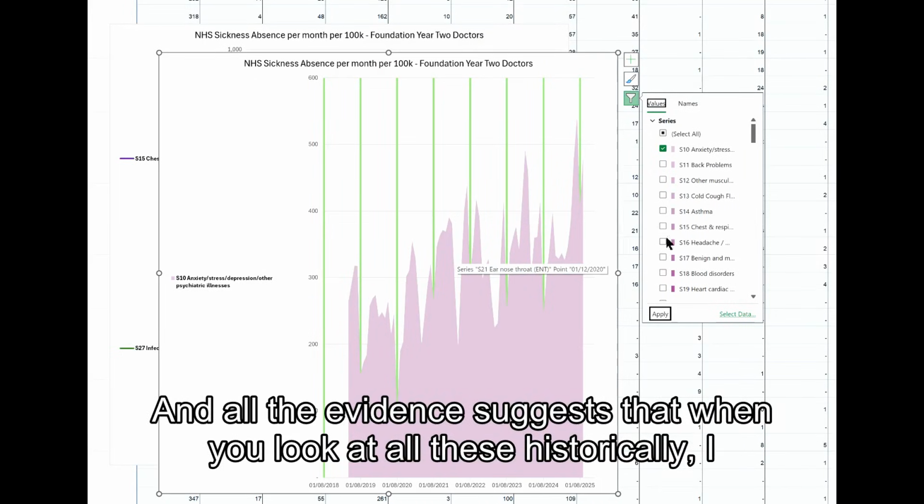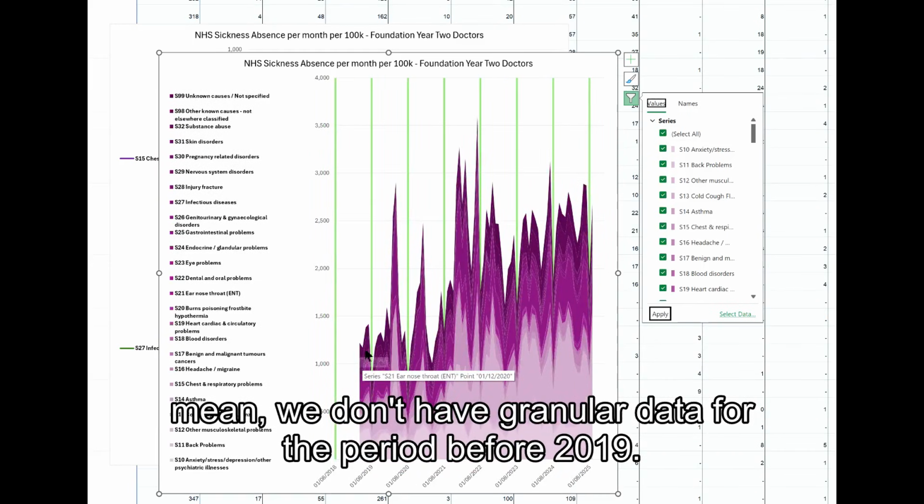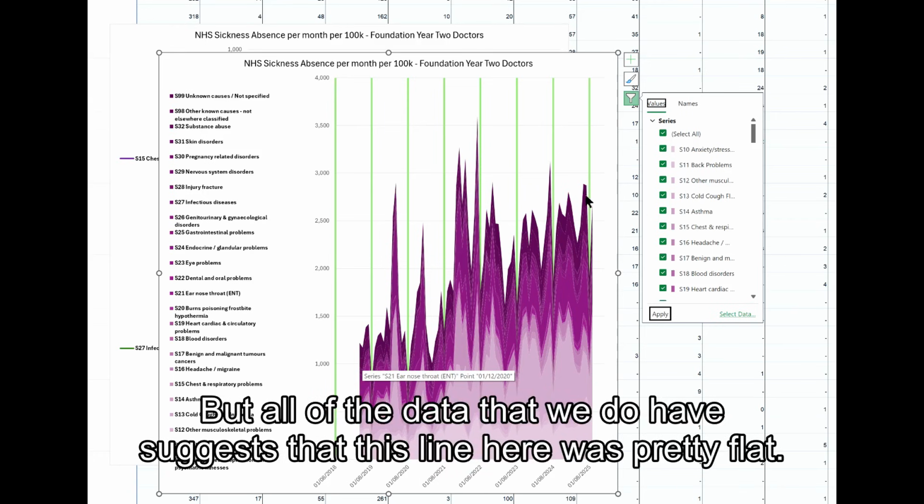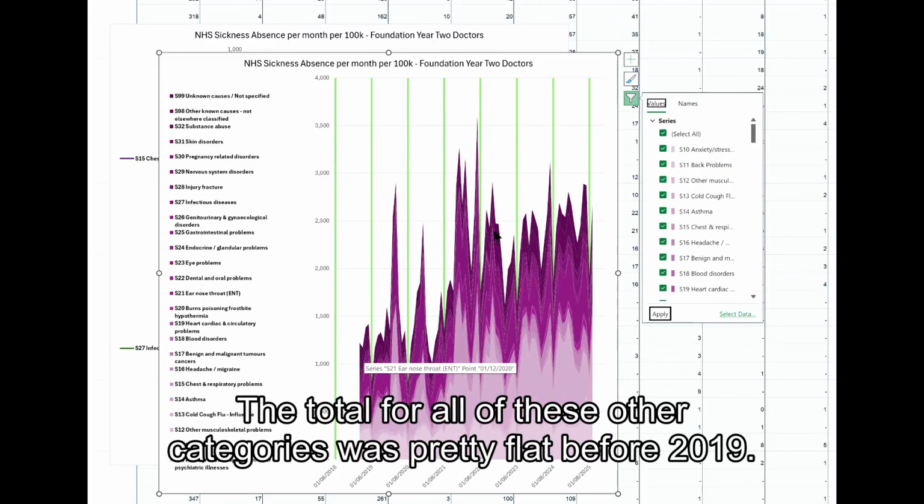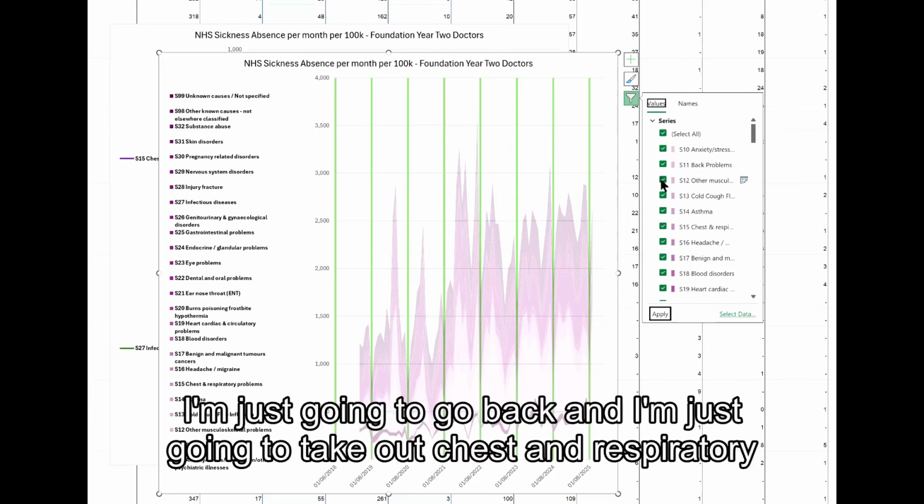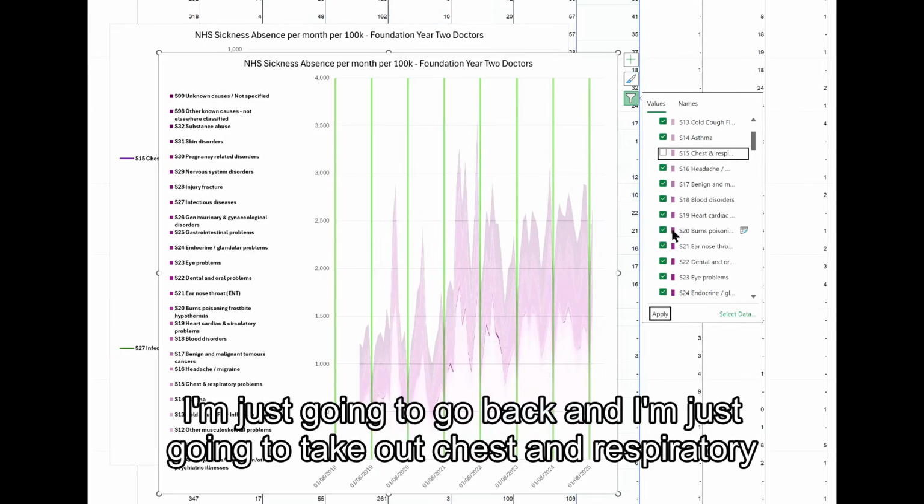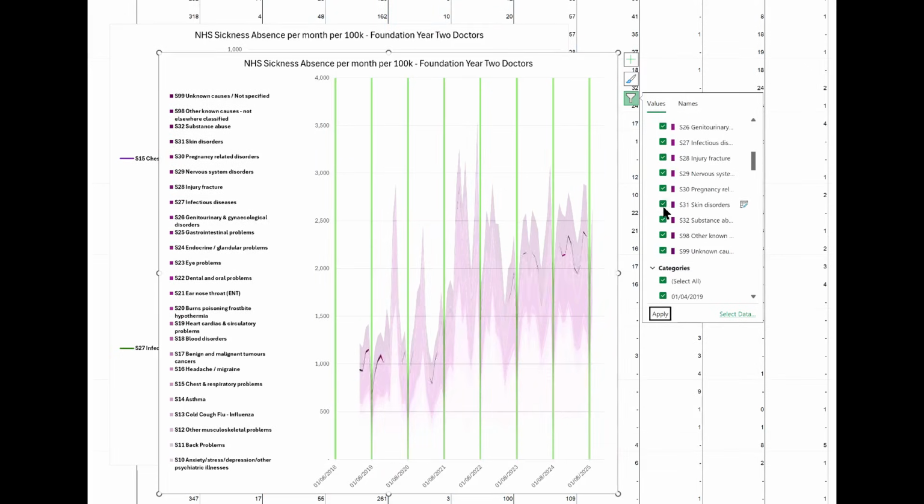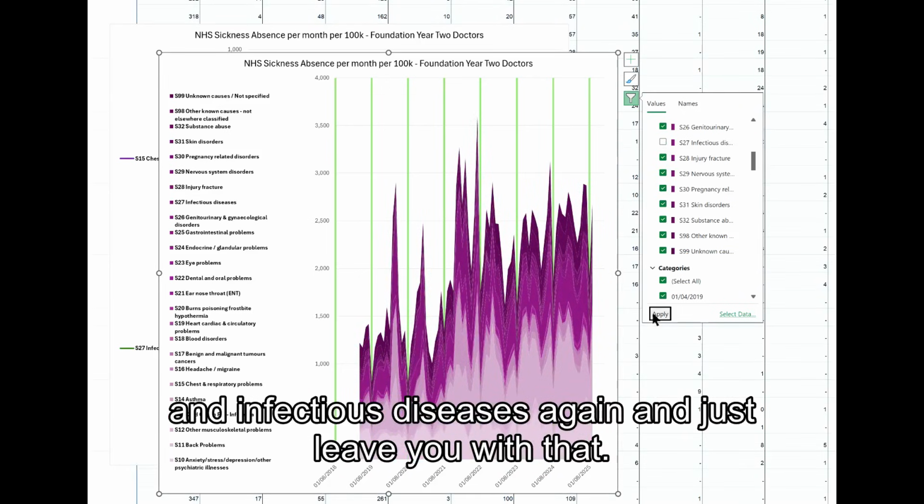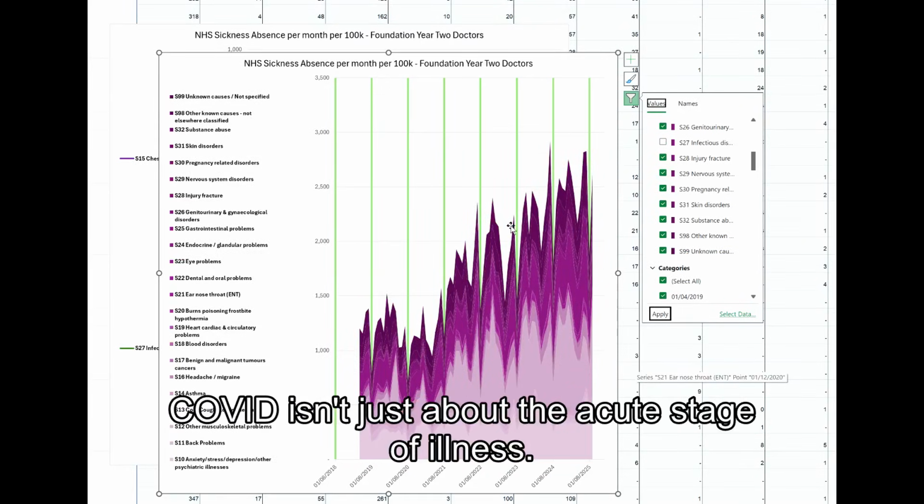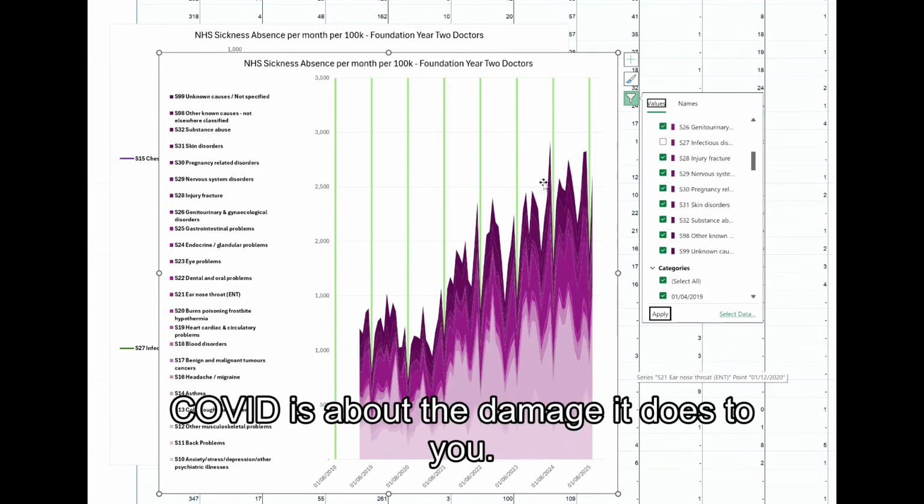And all the evidence suggests that when you look at all these historically, I mean, we don't have granular data for the period before 2019. But all of the data that we do have suggests that this line here was pretty flat. The total for all of these other categories was pretty flat before 2019. I'm just going to go back and take out chest and respiratory and infectious diseases again and just leave you with that. COVID isn't just about the acute stage of illness. COVID is about the damage it does to you.